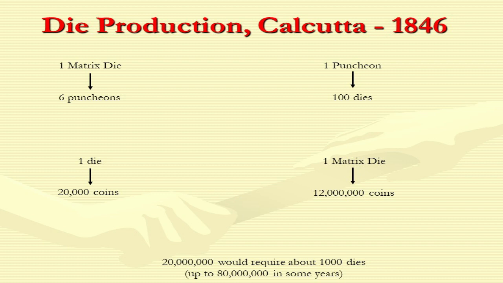Okay. Now, if you remember the numbers that I just showed you, 20 million coins a year would not be an unreasonable number. That would take 1,000 dies, approximately. But some years, they produced 80 million coins. So you'd need a lot more than 1,000 dies to do that. So how did they manage it then? Because you can't keep making matrix dies. Well, you can, but not too often.